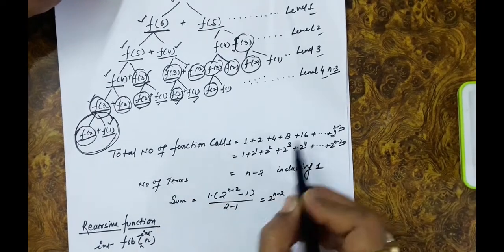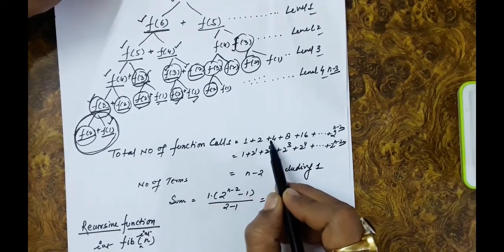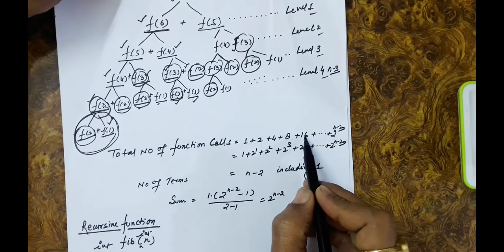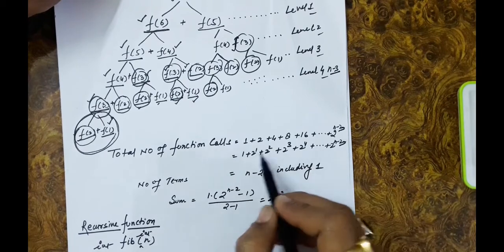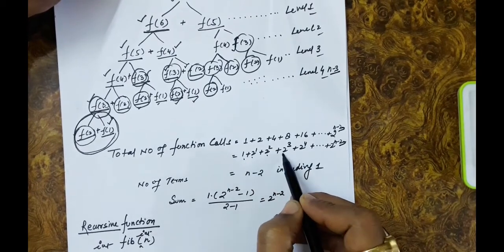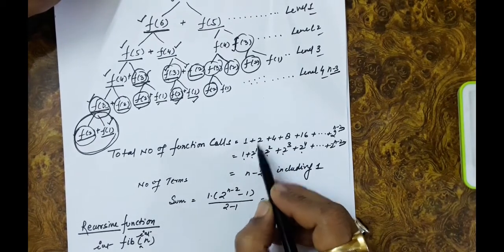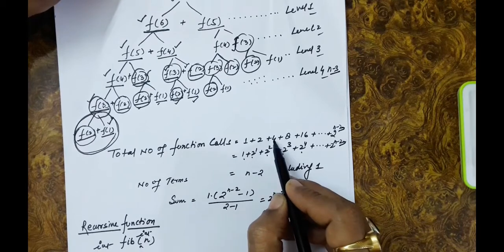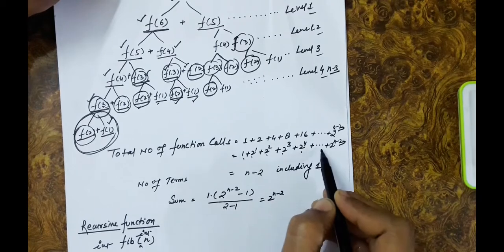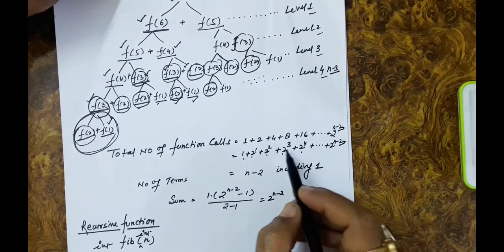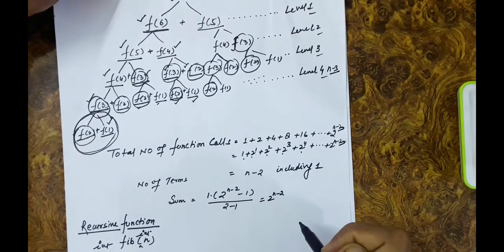So the total number of function calls is 1 plus 2 plus 4 plus 8 plus 16 and so forth, up to 2 raised to the power n minus 3. This actually is a geometric progression. We can write 2 as 2 raised to the power 1, 4 as 2 squared, 8 as 2 cubed, 16 as 2 raised to the power 4. So this is a geometric progression with a common ratio 2.